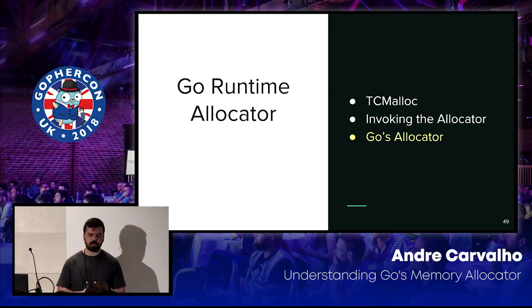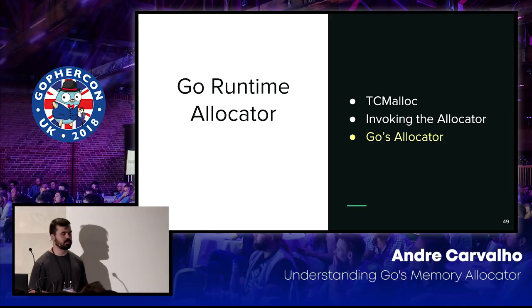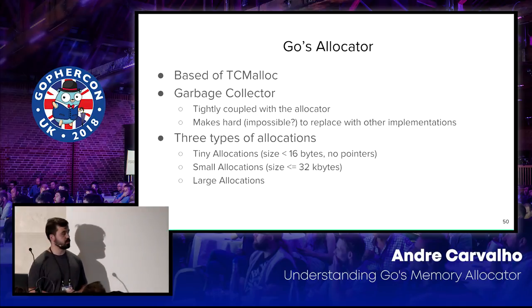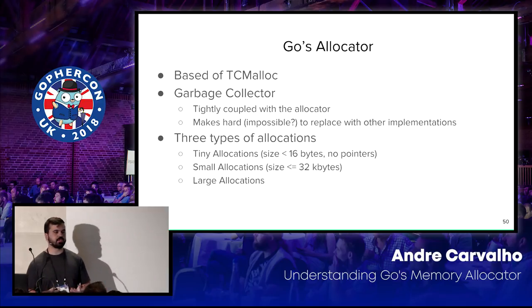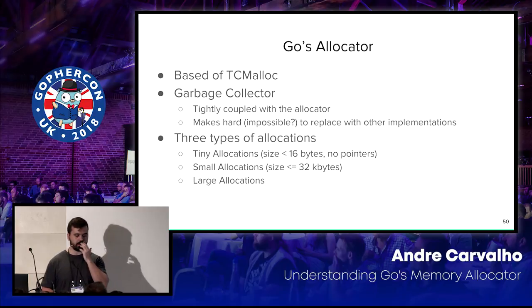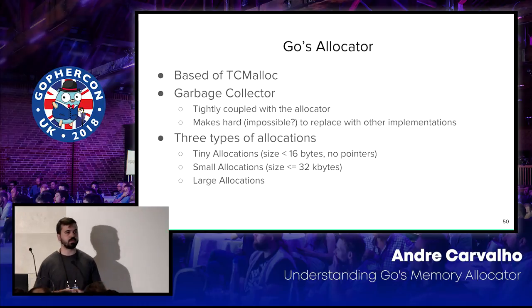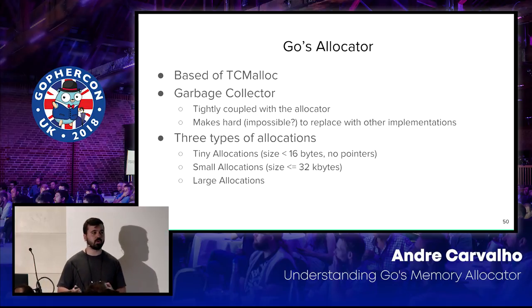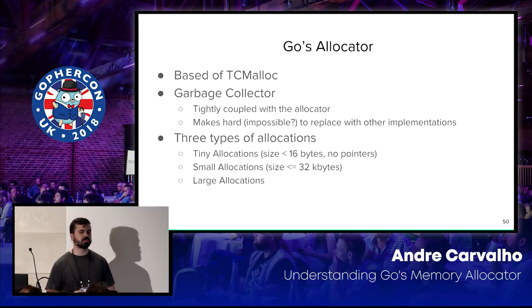Okay, so let's see now how the Go allocator is actually implemented and how it differs from TCMalloc. So Go's allocator is based off TCMalloc, and the biggest difference between TCMalloc and the Go allocator is actually related to garbage collection. The allocator is really tightly coupled to the garbage collector, so it needs to cooperate with the garbage collector to make sure that everything that's unused gets freed. And this also makes it really hard, or even impossible, to replace with other implementations.